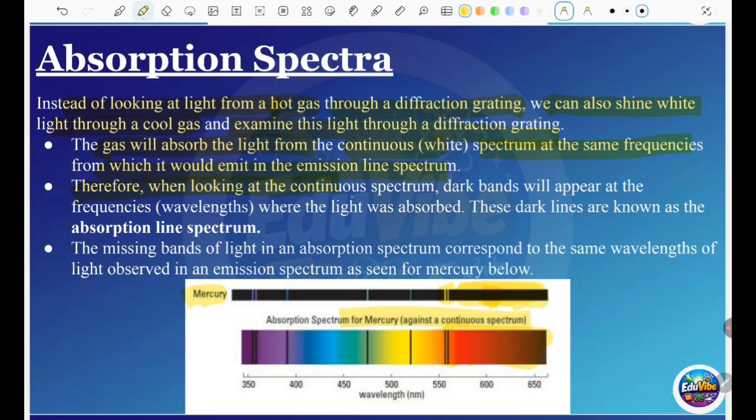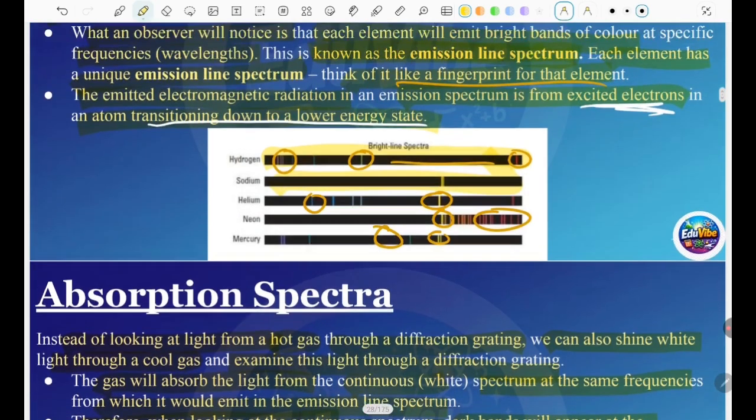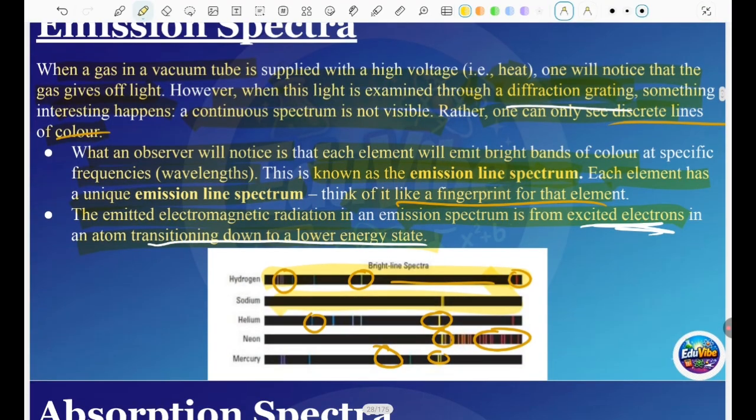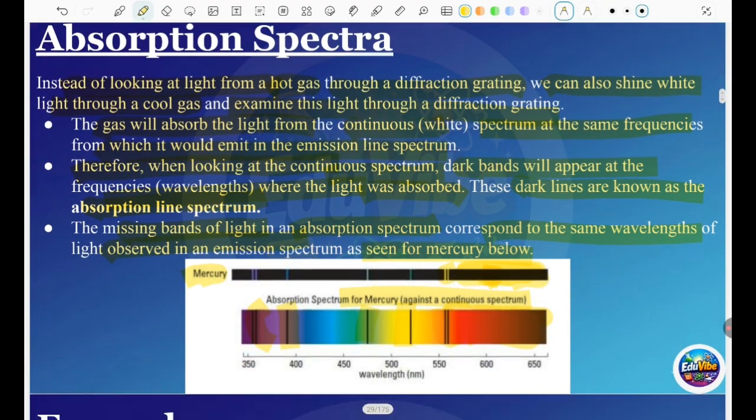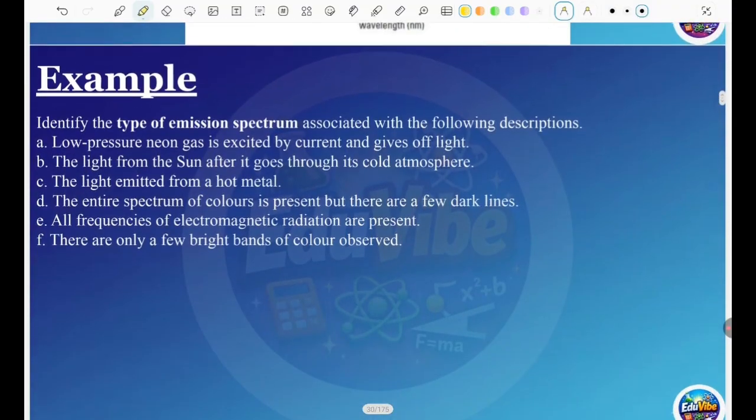Therefore, when looking at the continuous spectrum, dark bands appear at the frequencies and wavelengths where the light was absorbed. These dark lines are known as the absorption line spectrum. So that's how they are interconnected with each other. The missing bands of light in the absorption spectrum correspond to the same wavelengths of light emitted in the emission spectrum, as you see below. As I told you, the emission spectrum is produced with heat, and the absorption spectrum with a cool gas. They are doing the same thing and are interrelated.